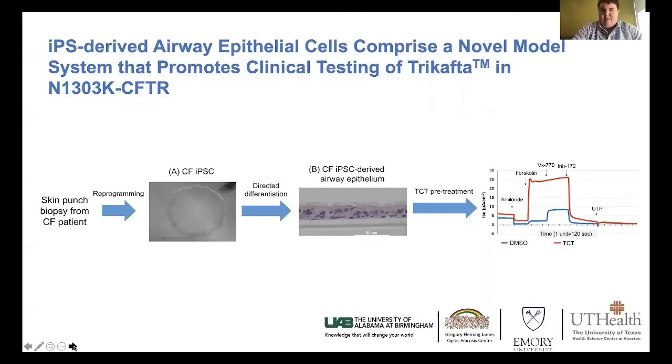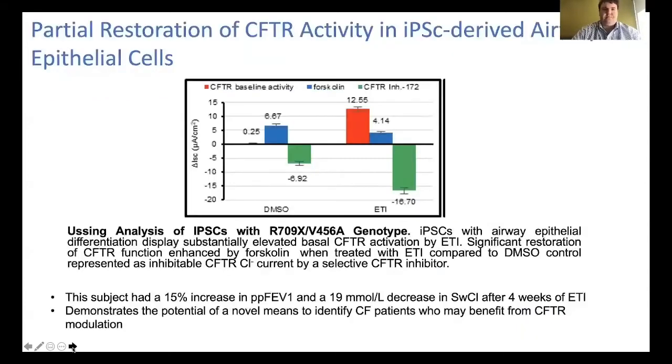Finally, iPSC-derived airway epithelial cells may be a novel model system to promote clinical testing of Trikafta. This is an example from our work in collaboration with Eric Sorcher and Rachel Linneman at Emory University and Brian Davis at UT Houston of patient-derived iPSCs from subjects enrolling in a current clinical study who then have iPSC-derived airway epithelial derivation and then testing of triple combination or other modulator combos. We've shown in a previous study that partial restoration of CFTR activity in these iPSC-derived airway epithelial cells demonstrates this proof of concept and can correlate to individual improvements in sweat chloride and lung function.